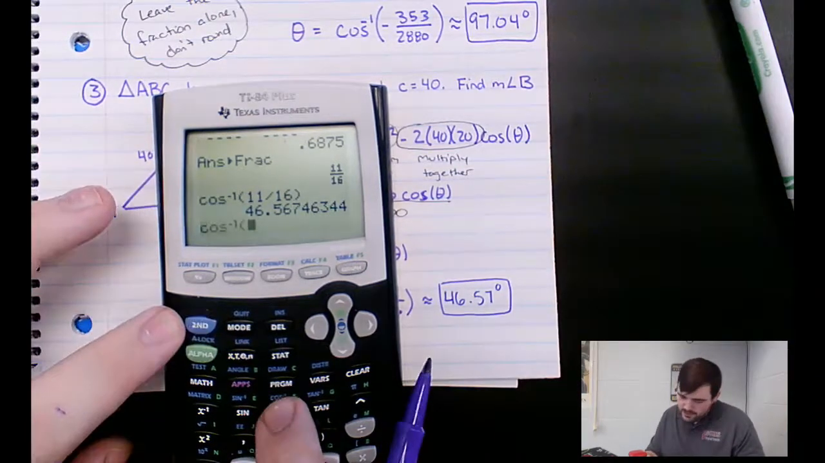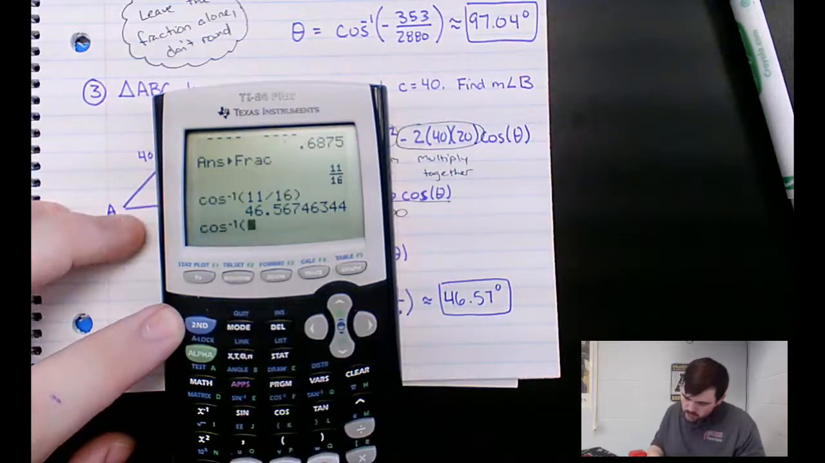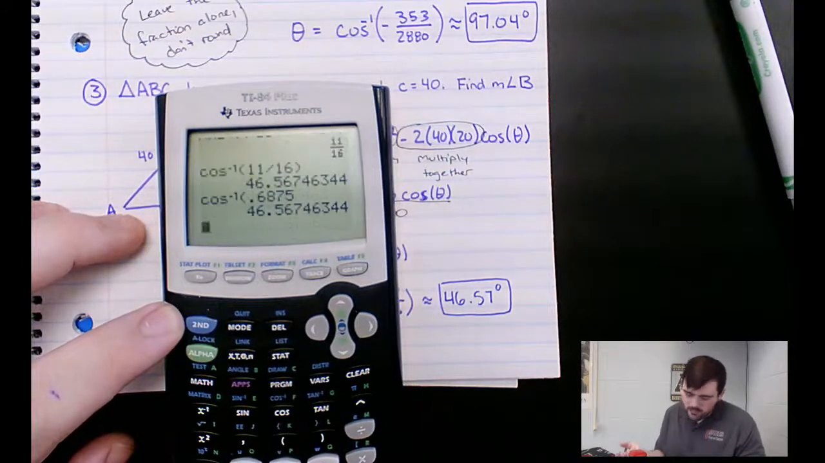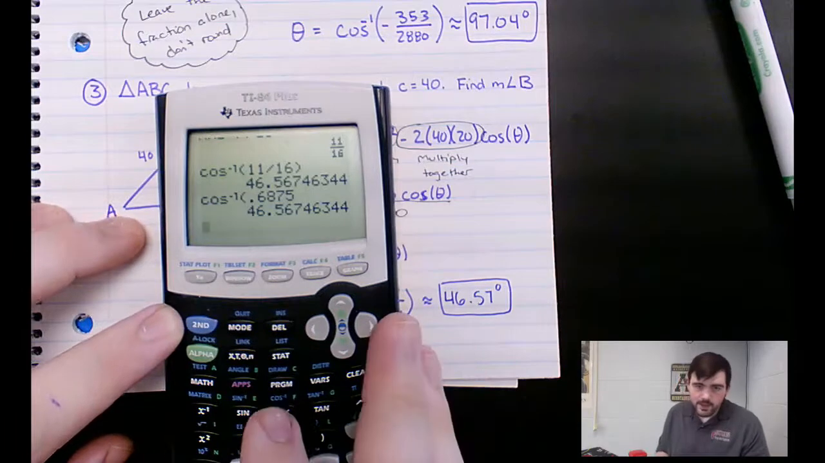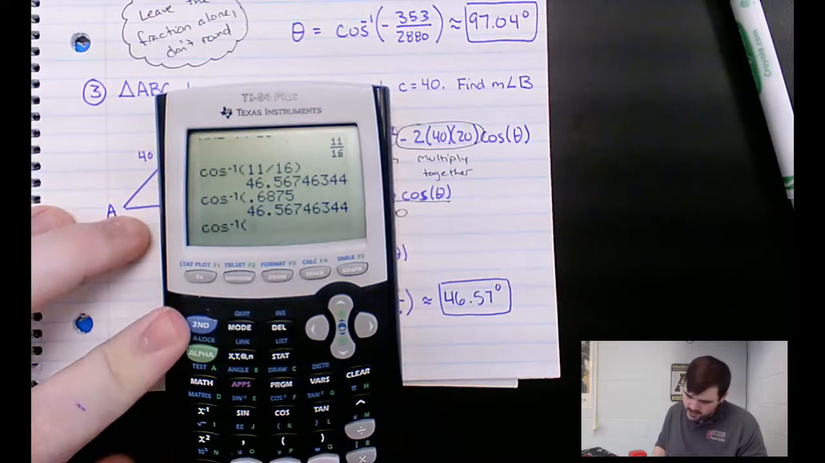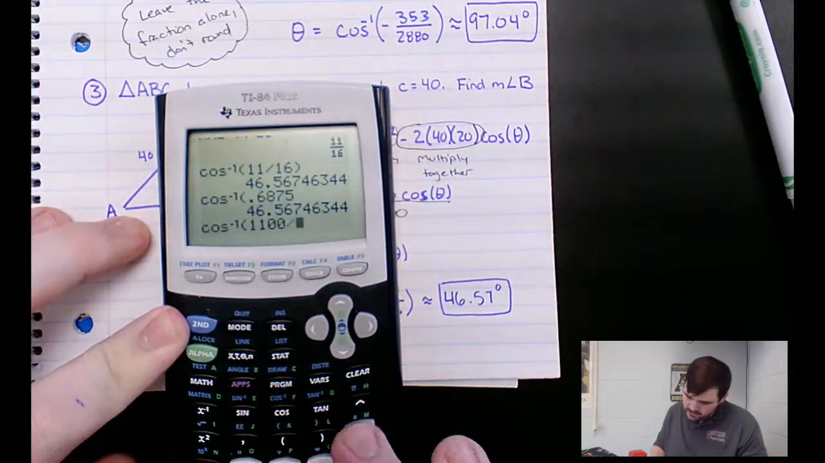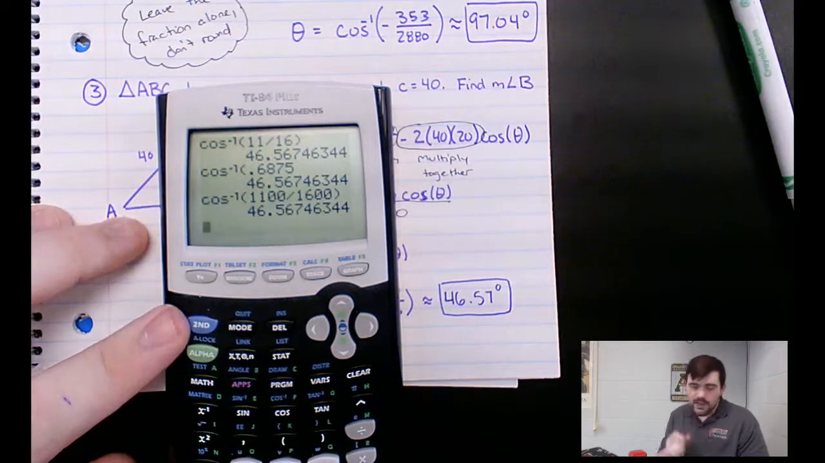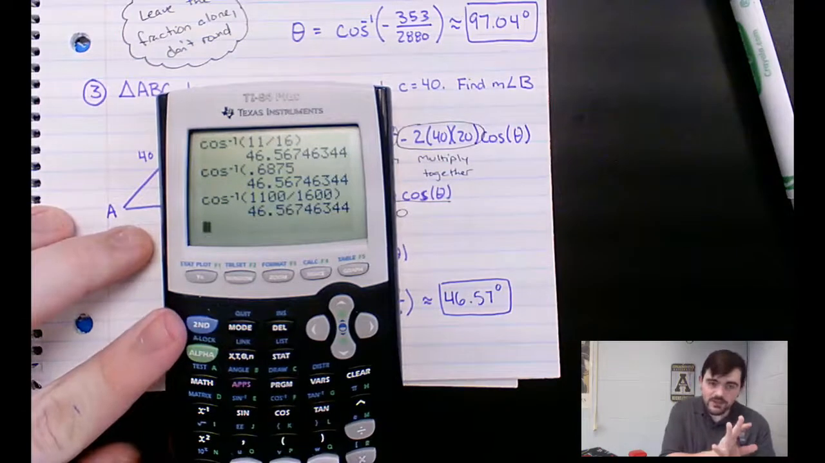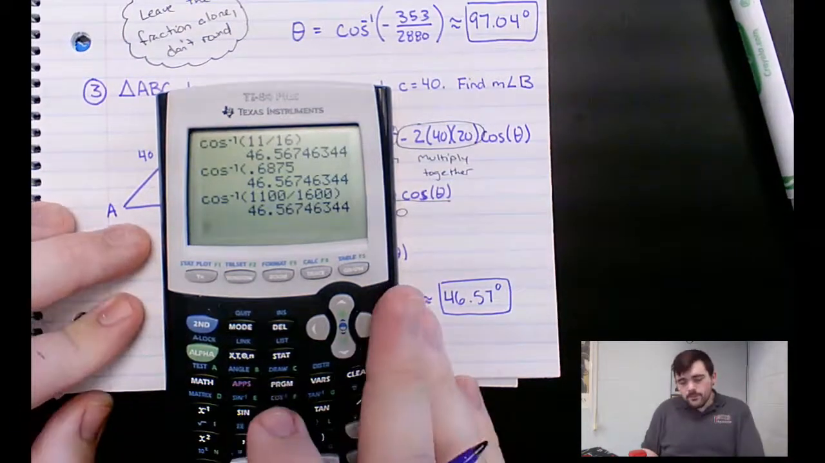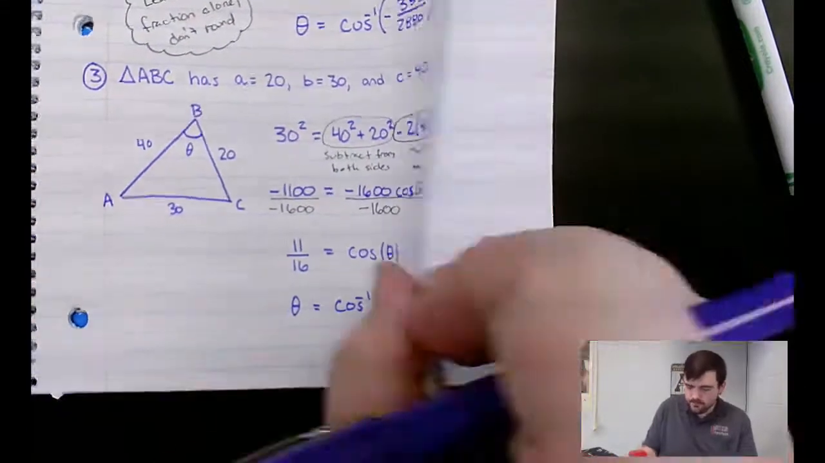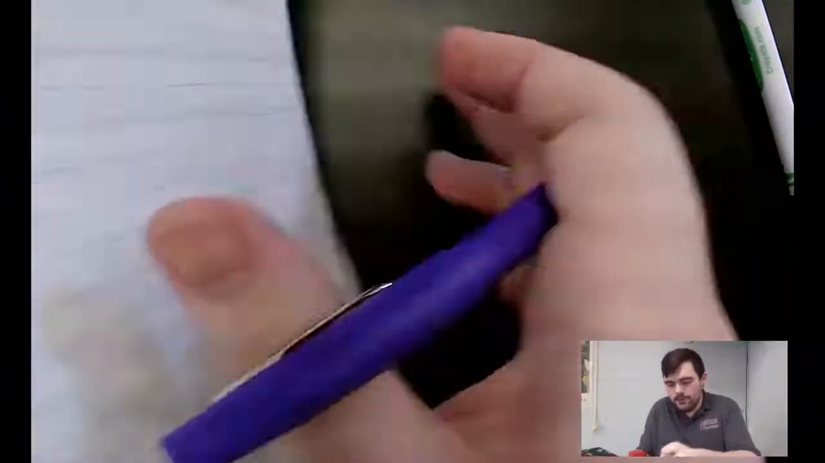I just want to say, if I'd used the decimal, the inverse cosine of 0.6875, I will get the exact same answer, okay? If I had done the inverse cosine of 1100 over 1600, same thing. So, as long as you do not round that fraction off, you're fine, okay? I got one more example in this video, and of course it's a word problem.